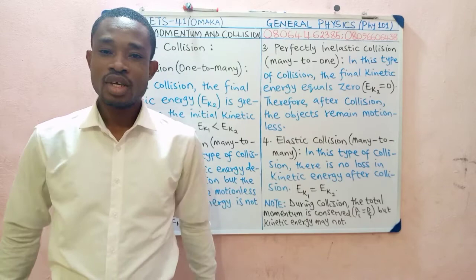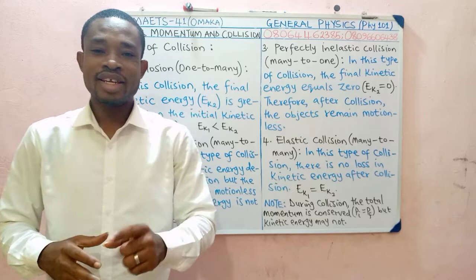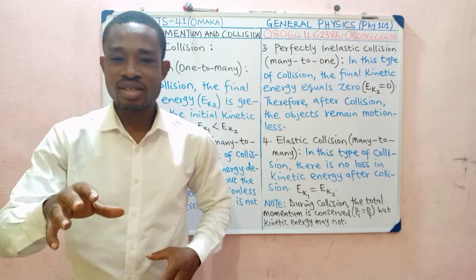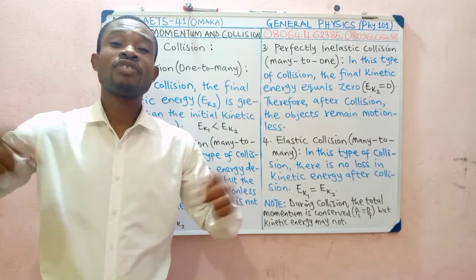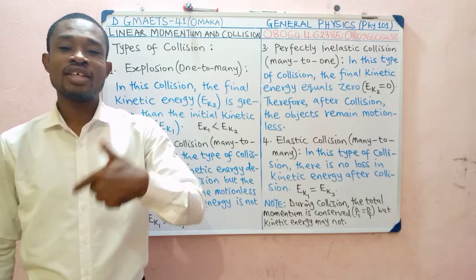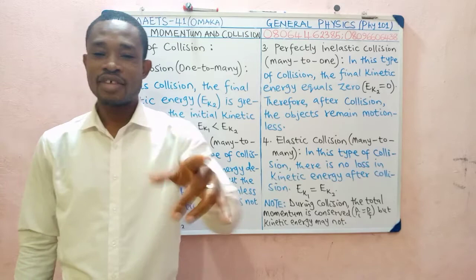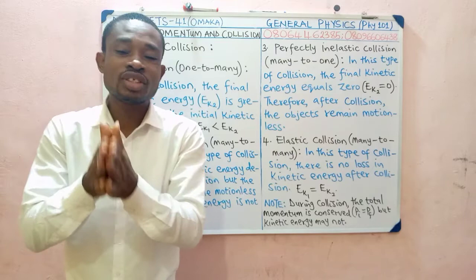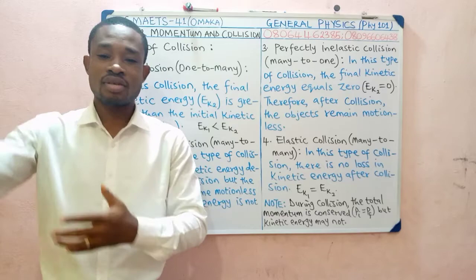So, such a type of collision is known as explosion. It is a one-to-many type of collision. In such a case, the kinetic energy of the object after collision will increase. Therefore, the initial kinetic energy in an explosion type of collision is less than the final kinetic energy. So in summary, an explosion type of collision is one in which the final kinetic energy increases. It's greater than the initial kinetic energy.